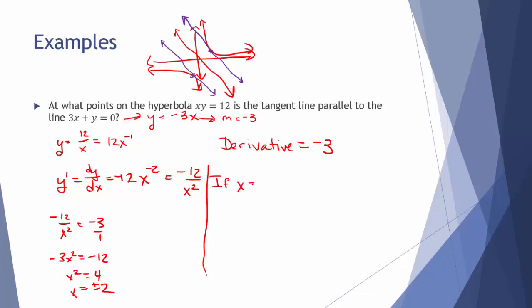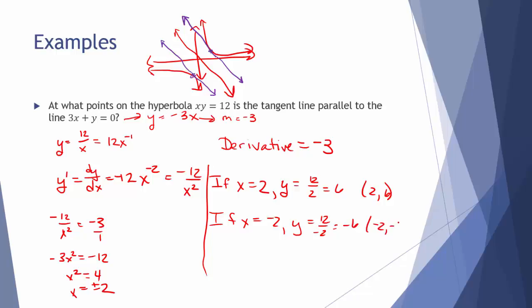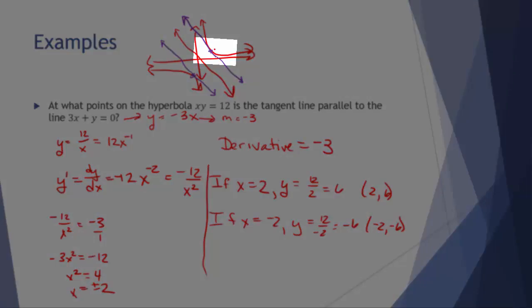If x equals positive 2, where should I be plugging in x equals 2 to find my point? You should be plugging into y equals 12 over x. Then y equals 12 over 2, also known as 6. So the first ordered pair is 2, 6. And if x equals negative 2, then y equals 12 over negative 2, which is negative 6. So that's negative 2, negative 6, which even according to this rough sketch actually looks pretty good. This would be the 2, 6, and this one would be the negative 2, negative 6.